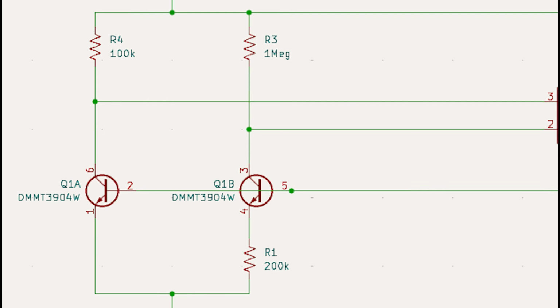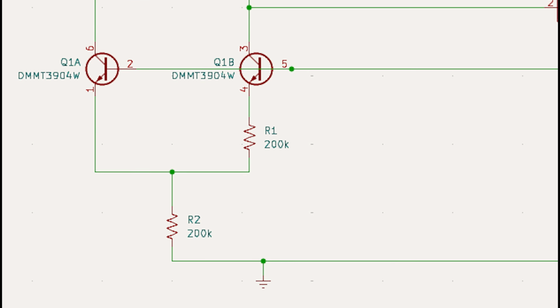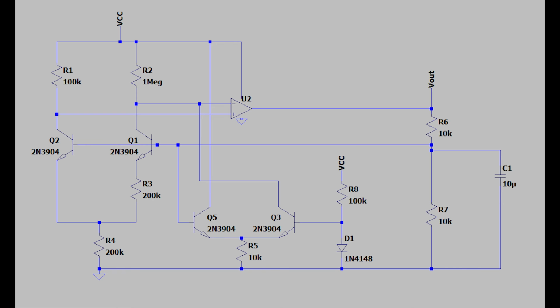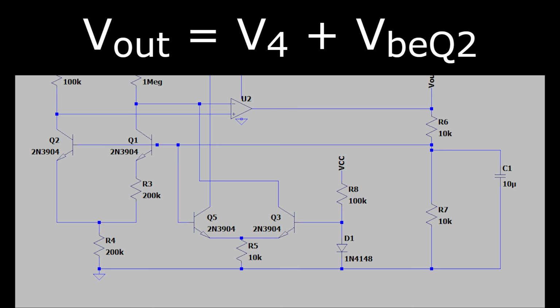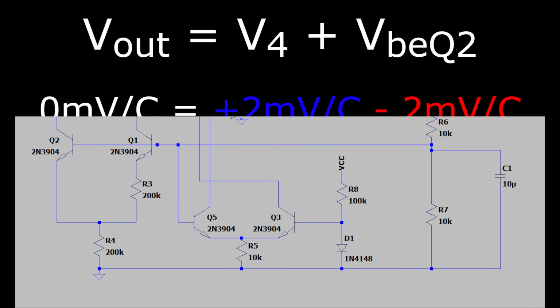Anyway, we are almost done. We will add one more resistor at the bottom. This resistor serves in canceling out some more temperature dependency. Basically, the final output voltage can be calculated by adding the voltage drop across R4 and the base emitter voltage of transistor 2. Transistor 2's base emitter voltage still has that -2 millivolt per degree Celsius problem that we talked about in the beginning. However, we can now combine it with the voltage across R4.